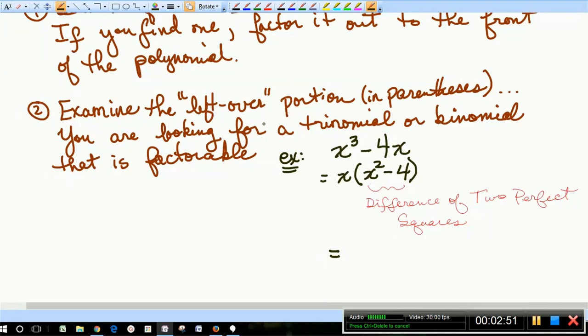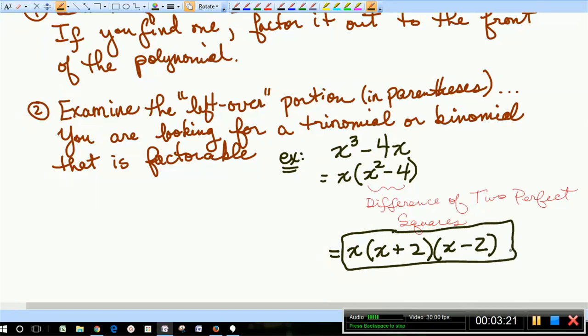Once you examine that leftover portion in the parentheses, we do find in this one a binomial that is factorable. The difference of two squares factors into the conjugates of the square roots of the two terms. So the square roots are x and 2, and we'll have x plus 2, x minus 2. Then nothing else in here is factorable, so this would be your answer. You would continue to examine the leftovers or the factors that you found to be sure that there are no other steps you can take towards factoring it completely. In other words, you want all the factors that you've written out to be prime, so nothing else can be broken down.